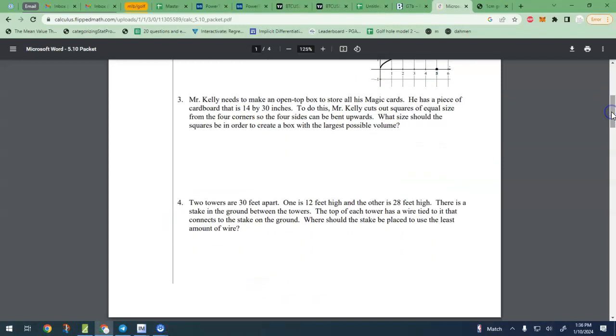I actually have a prop for this one. 14 by 30 sheet of cardboard. This is what I did during BRT. You're going to cut a square out of each corner. So this is x by x, x by x, x by x. And then you're going to fold this box up. So it makes an open box with no lid. Like so. Please be impressed. Wow.